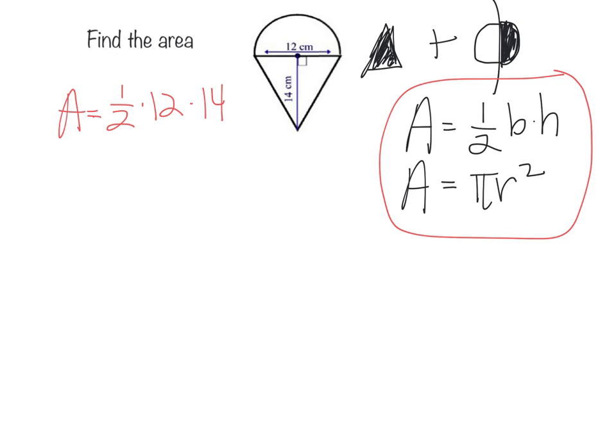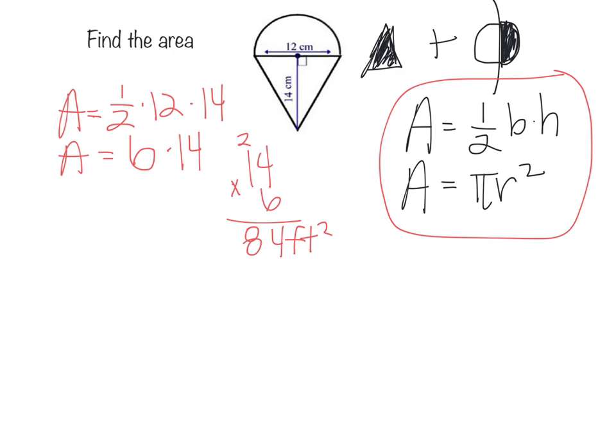Now, I'm going to do a part of this mentally in my head. 1/2 of 12 I can do in my head. I know that's going to be 6, and that makes my problem a whole lot easier. 6 times 14 is all I have to do now. Well, that's pretty simple. Okay, let's multiply this out. 6 times 4, 24. 6 times 1 plus 2 is 8. 84. So 84 feet squared is the area of my triangle. It's the area of one piece of my irregular shape.